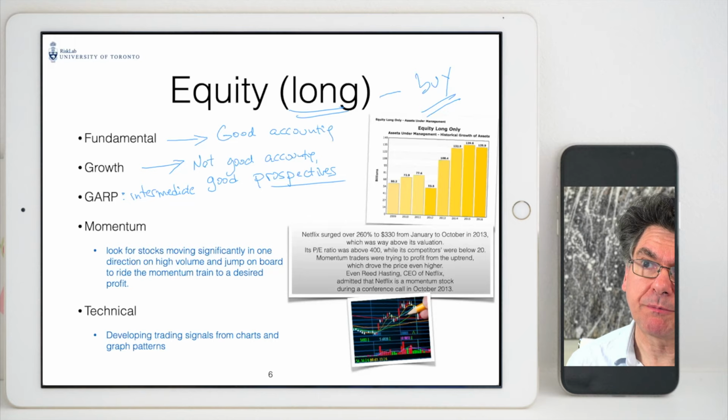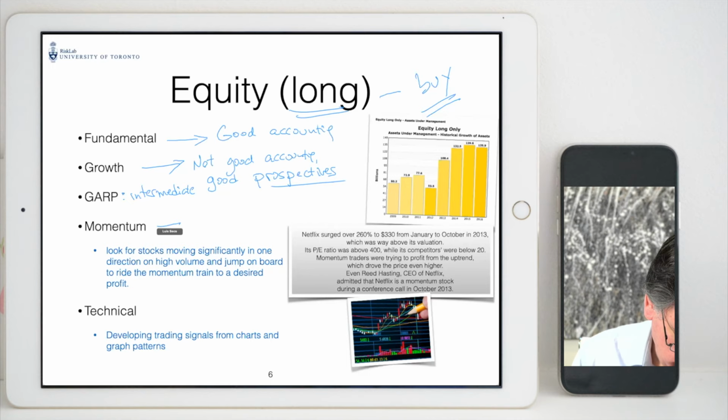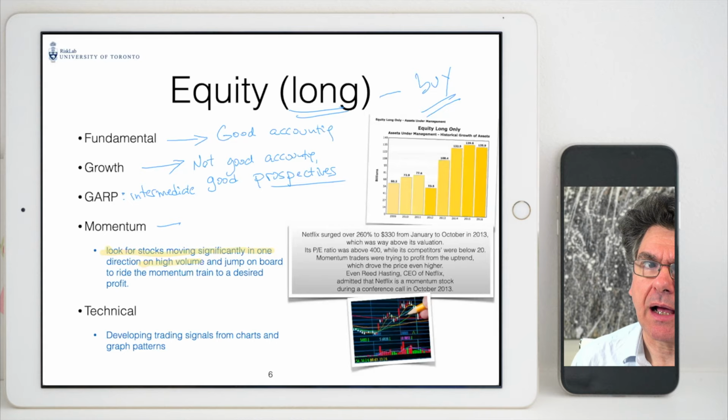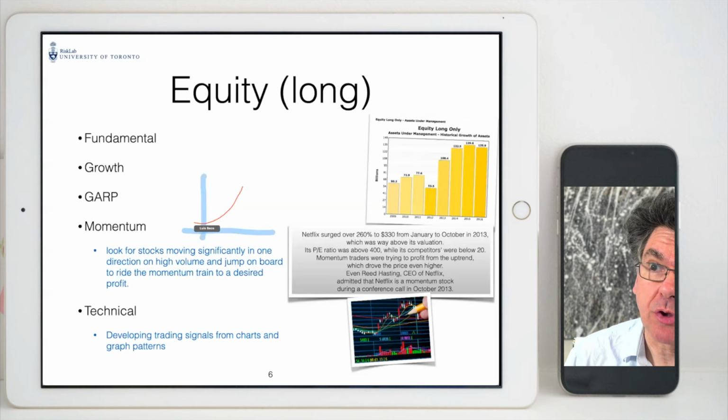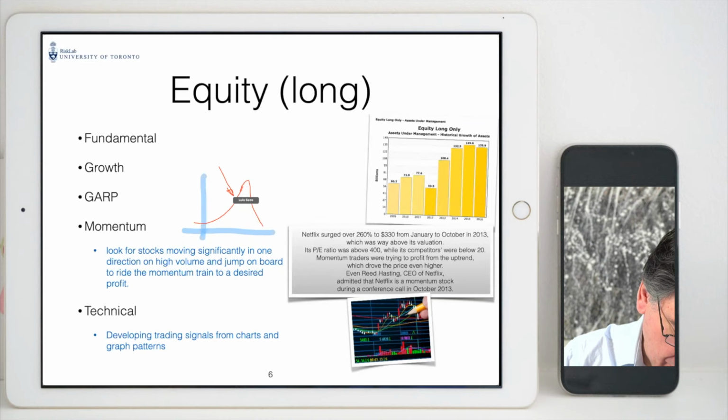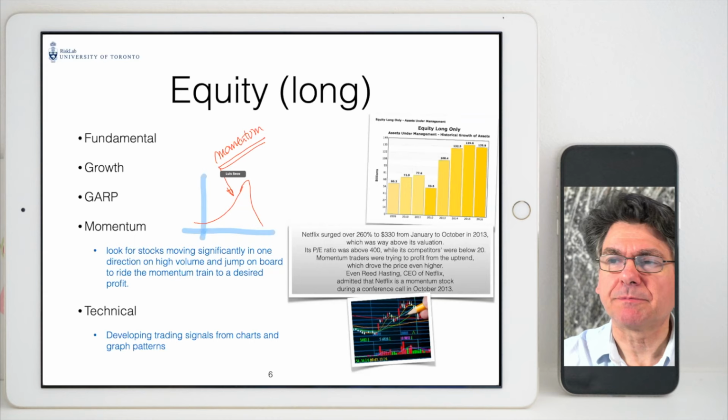We will see that. Momentum is you look for stocks that are moving very fast in value, okay? Look for stocks that are moving significantly in one direction on high volume. So you buy them, and then you have to be very careful to exit the stock, to sell it before it starts to turn. Okay, so when you have a stock that behaves like this, I'll give you a graph. You look at the price, and the price behaves like this. That's a momentum stock. Then you buy it because it's going up. But then these stocks tend to do this. And then you have to sell them before they turn around. So that's a momentum trade. Okay, they are typically short term.